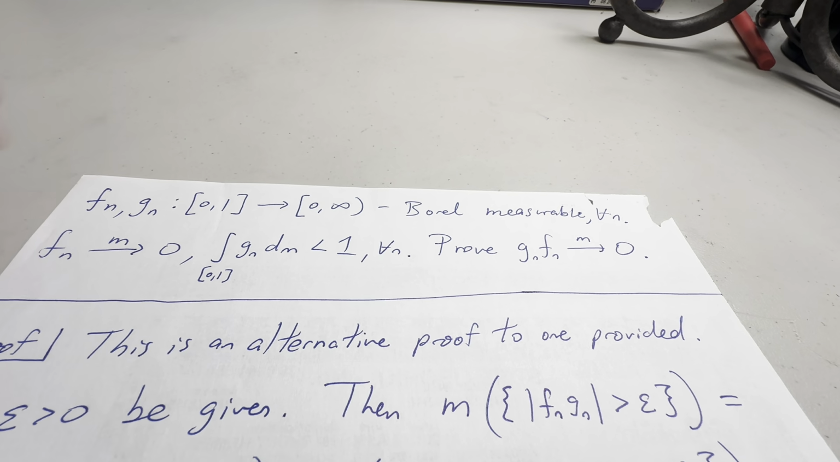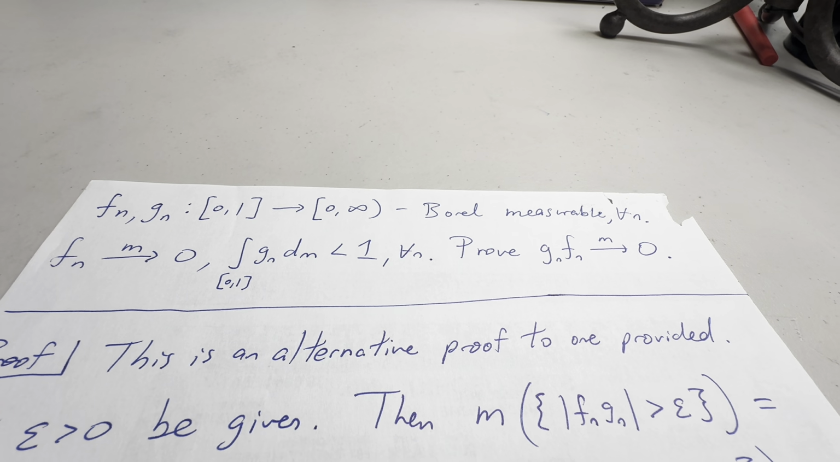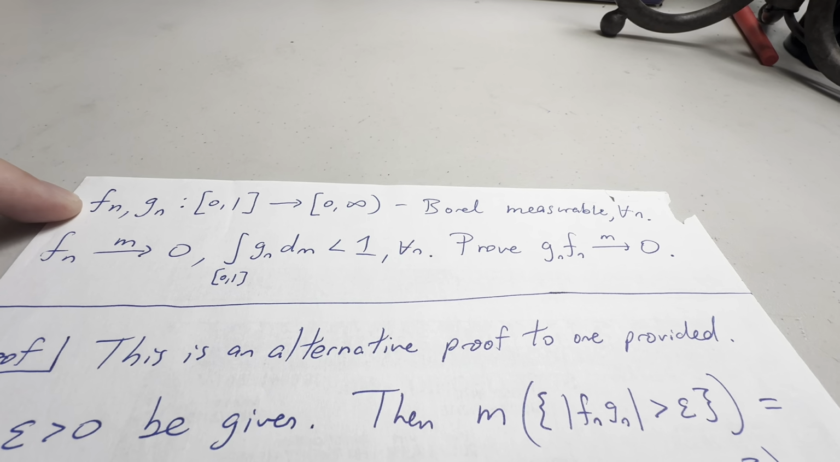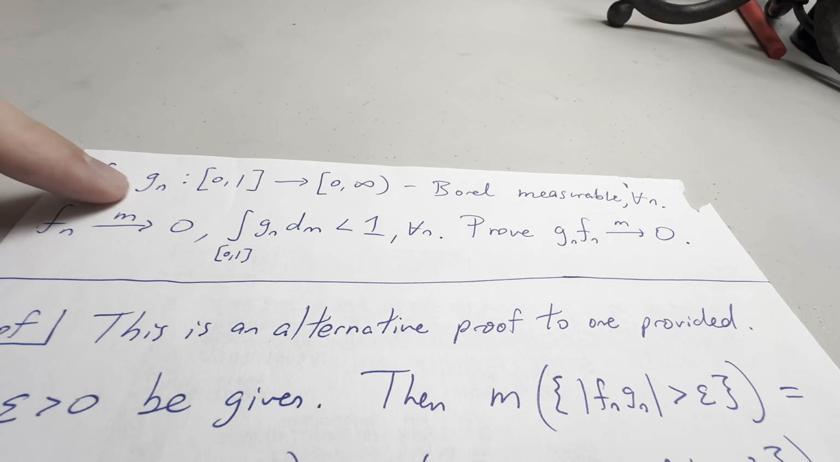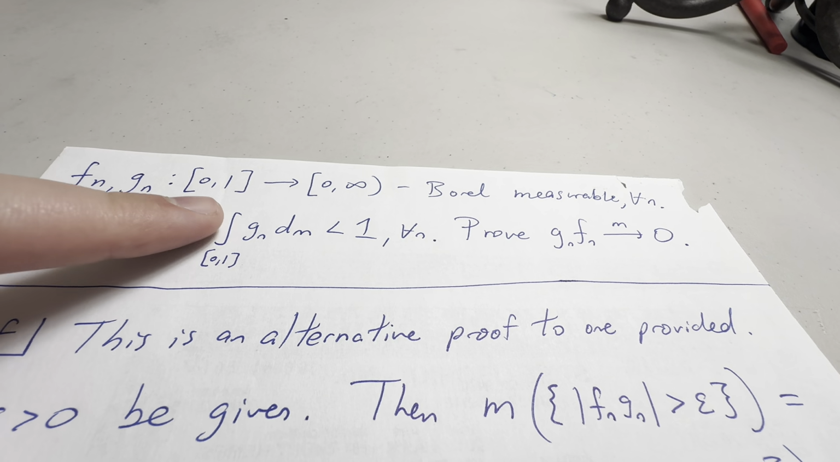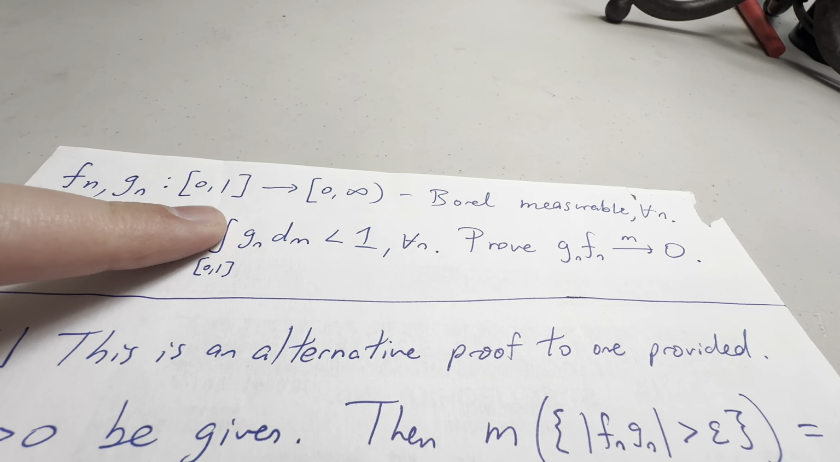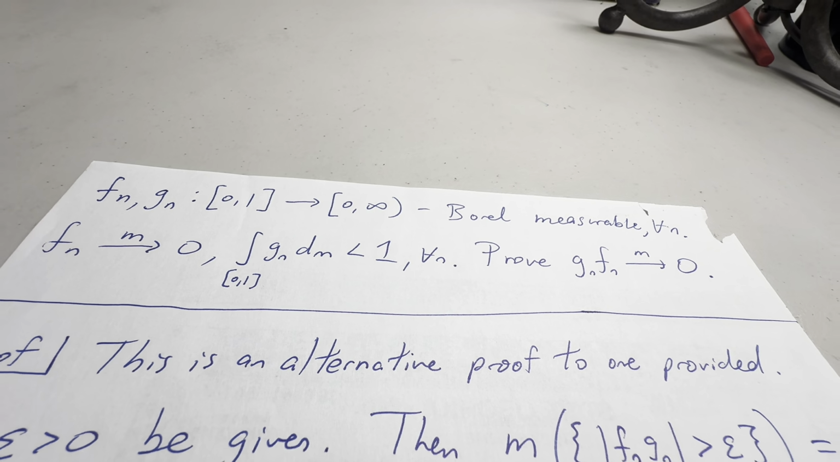Okay, and so this is the last problem. We have two sequences of functions. Fn is a sequence of Borel measurable functions, and Gn is a sequence of Borel measurable functions. Both sequences are defined on the unit interval, and they are finite, non-negative functions.